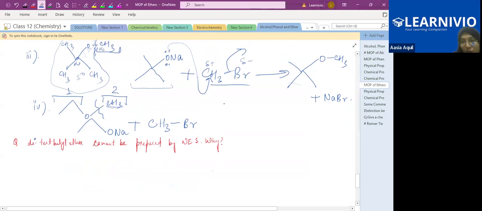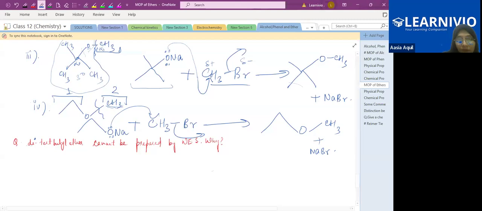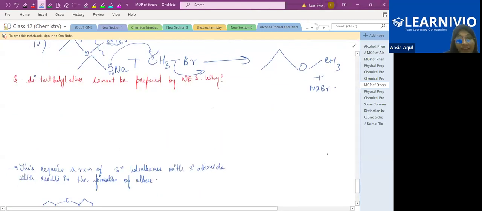Okay, so just do the mechanism of Williamson ether synthesis. Again, this is a nucleophile. This will attack this carbon and this will leave, and you will get the ether with CH3, plus your Na. Clear? Yes, ma'am. Okay, now the next question.